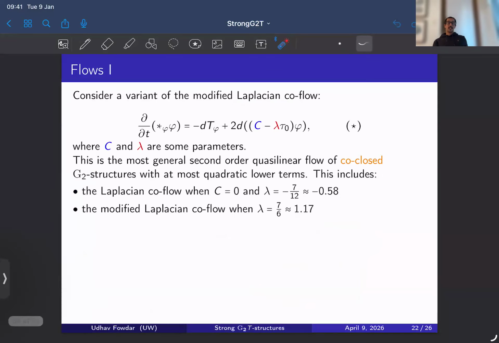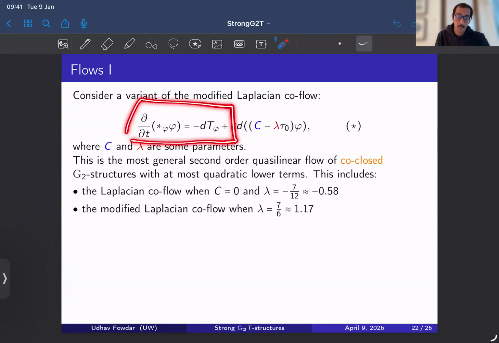So you can try to set up a variant of the modified Laplacian flow. What you would like to do is set up a geometric flow where you evolve your four-form by d of its torsion. Okay, so this is the perfect flow that you would like to run, and ideally you would run this flow, and in the limit you would find something which is strong, and it will give you strong G2 structures with torsion.